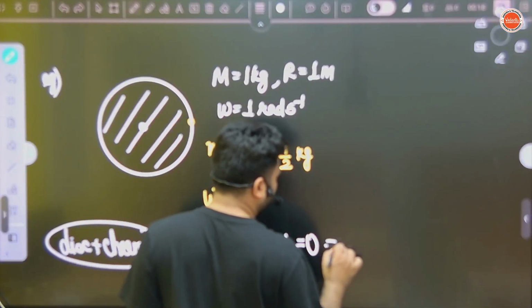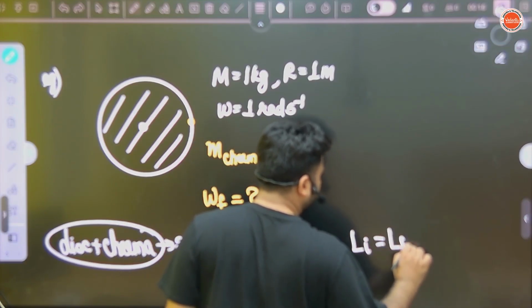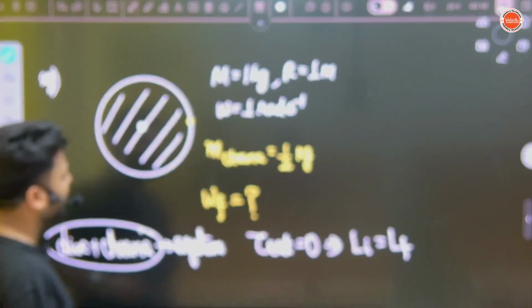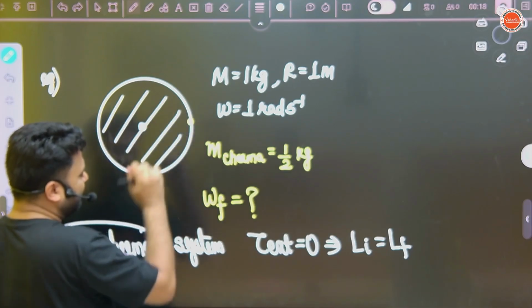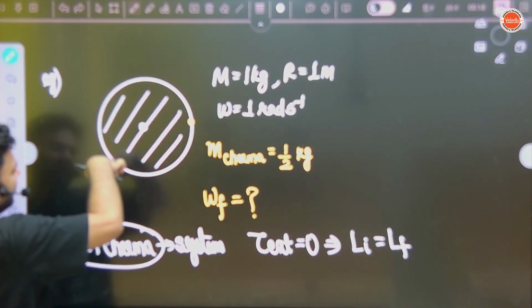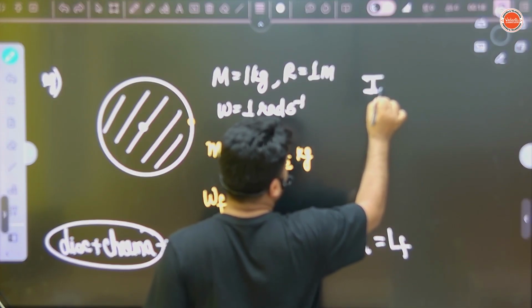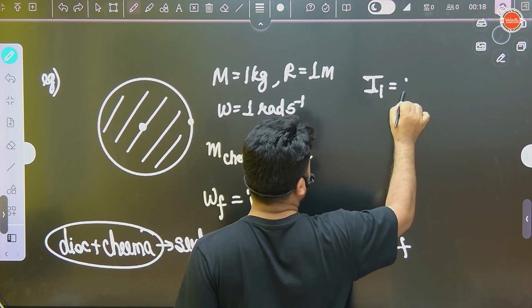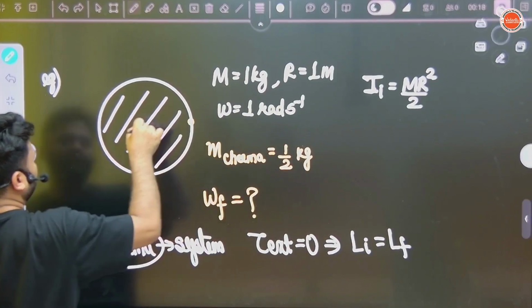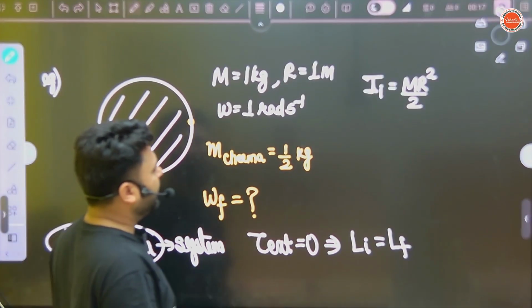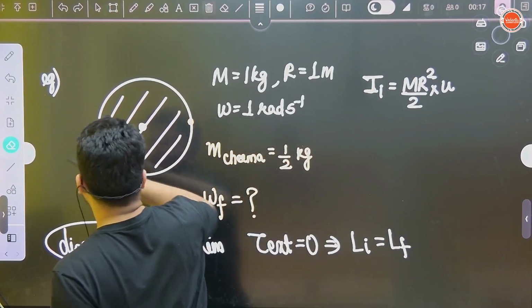So if external torque is 0, what can I say? Total angular momentum initial equals total angular momentum final. Initially, angular momentum is I omega. What was I initially? Then there was no chima, so only the CD was there. What is the moment of inertia of the CD? mr square by 2. This is the moment of inertia of the CD about the z axis, into omega.